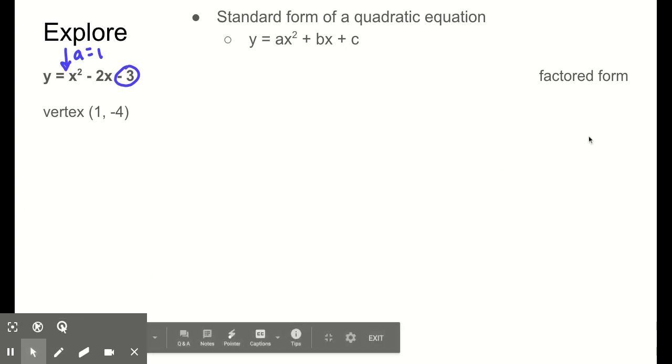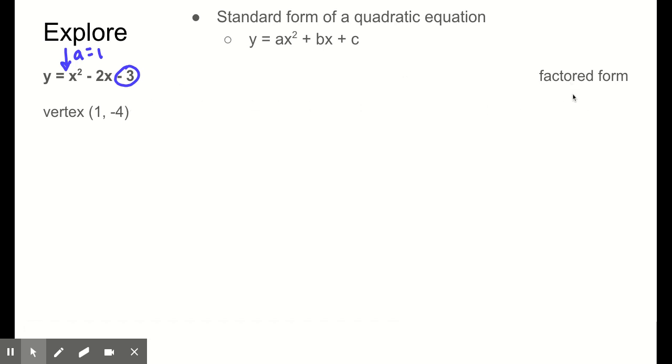I also want to look at factored form. So remember, in order for us to factor this, we will use the x. We multiply a times c for the top. Our b value goes at the bottom. We'll then split our middle term into the two factors we find and factor by grouping. And for this equation here, we will get y equals x plus 1 times x minus 3.